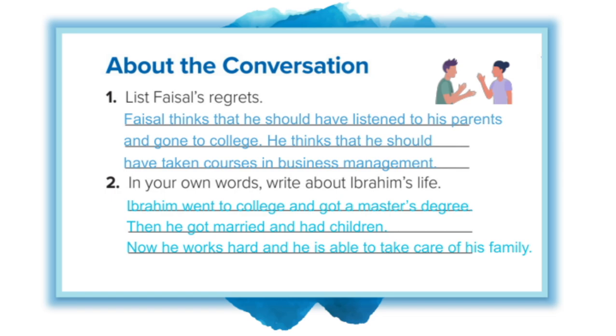Faisal, on the other hand, feels that he might have made a different choice. He believes he should have listened to his parents and gone to college too. Specifically, he thinks taking courses in business management could have been beneficial for him. This highlights an important point about the value of education and choosing the right path early on. Faisal's reflection reminds us that our choices can influence our future, but it's never too late to learn and grow. It ties into our overall theme about the importance of making informed decisions and investing in our own development to achieve stability and success.